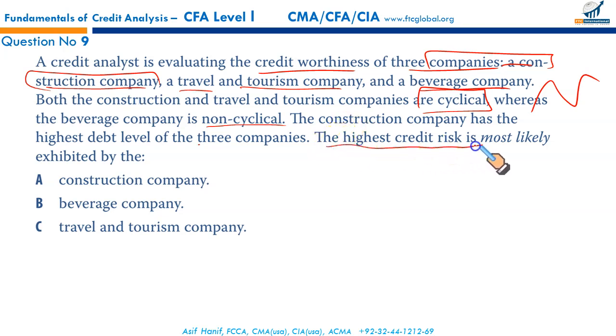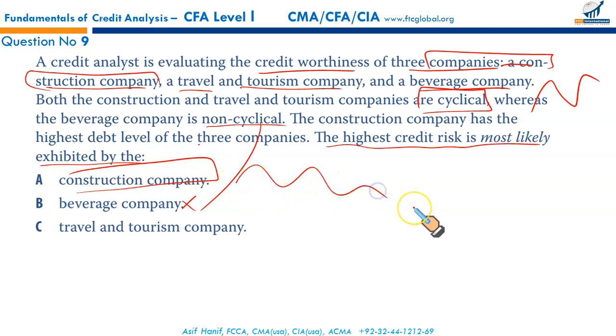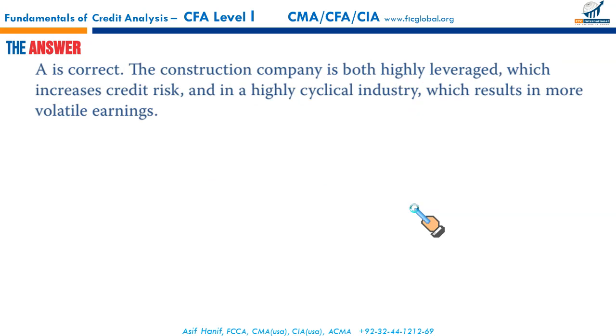So the highest credit risk is most likely exhibited by not the beverage company, it's non-cyclical, stable earnings. Travel and tourism, yes, it has high volatility, but we don't have any indication regarding debt. But look at the construction company, it is highly leveraged, which increases the credit risk, and also it has higher volatility in earnings. So that makes A the firm with the highest credit risk. A it is.